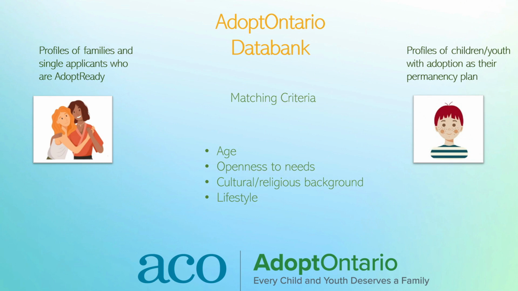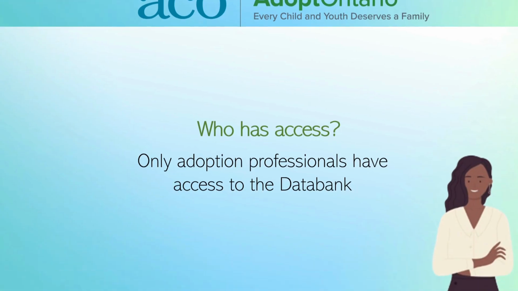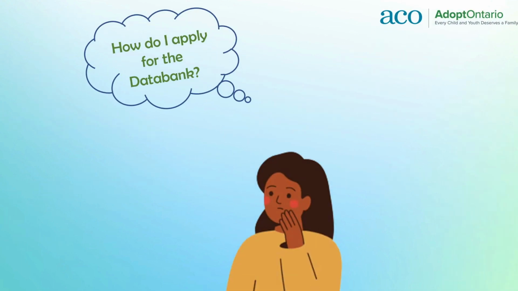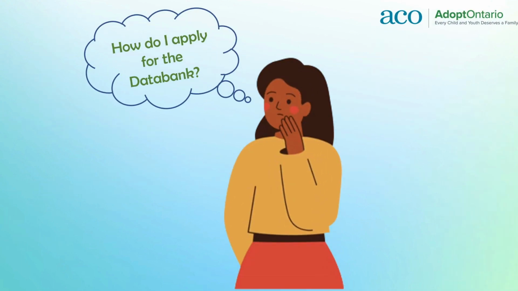You, as a prospective adoptive parent, would have a profile indicating your lifestyle and openness to certain needs. Children and youth with adoption as their permanency plan who are also on the data bank have similar profiles that help us see similarities and explore potential matches. But remember, only adoption professionals have access to the data bank, so no need to worry about your information being seen by the public. Okay, so you're probably wondering, how do I even apply for this data bank?